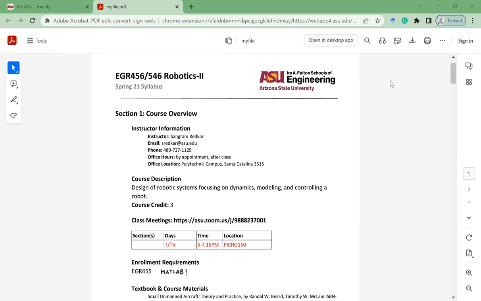Okay, welcome to Robotics 2. Robotics 2 deals with aerial robots, robots that fly. In this class, I'm going to cover two types of robots. One is a fixed-wing UAV, wherein it's like planes, autonomous planes. And then in the later part, I would be talking about the quadcopters or rotorcrafts.